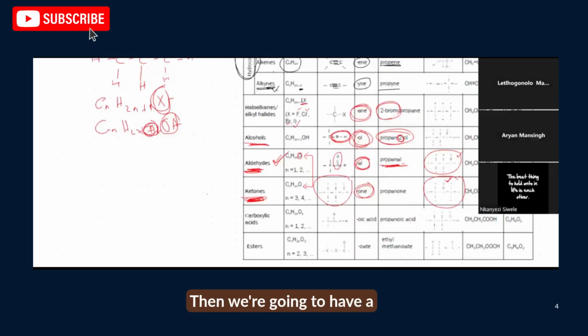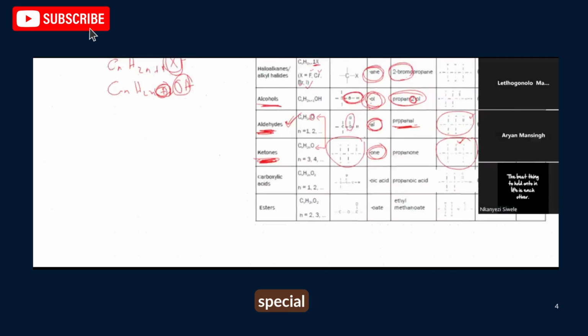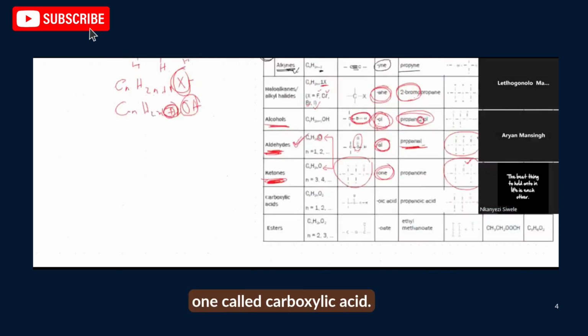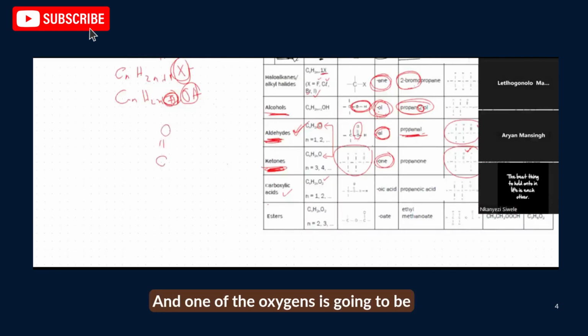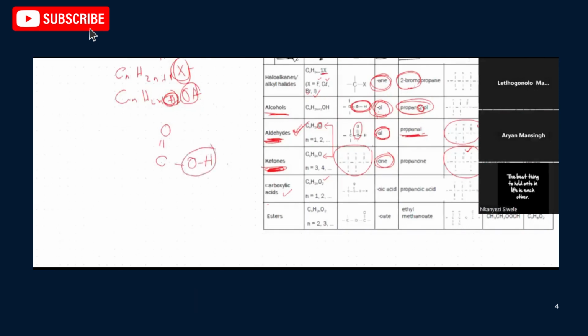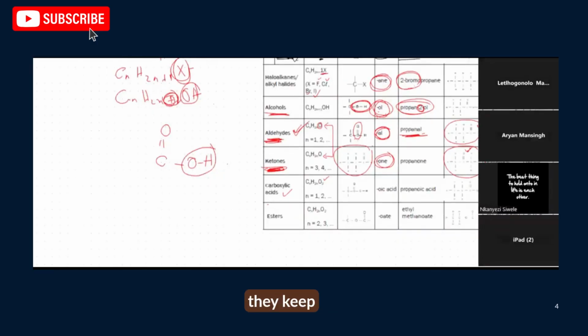Then we're going to have a special one called carboxylic acid. In the carboxylic acid, we will have 2 oxygens there. We will have a double bond with one of the oxygens, and one of the oxygens is going to be attached to a hydroxide.